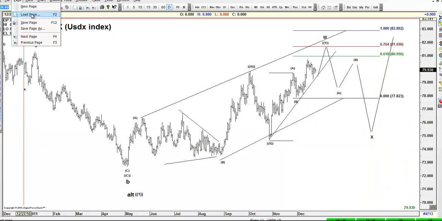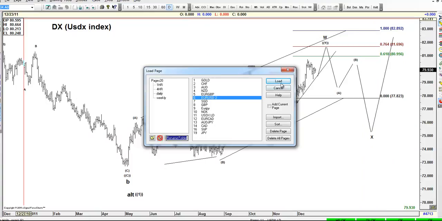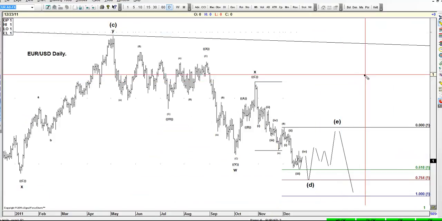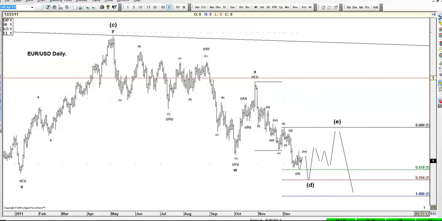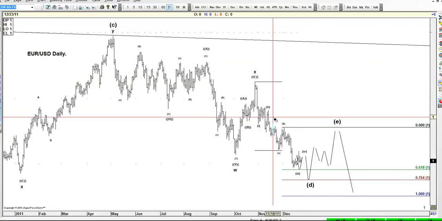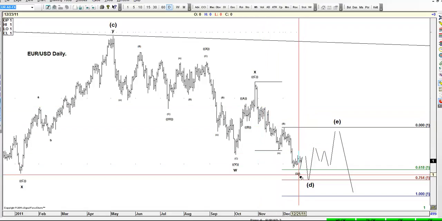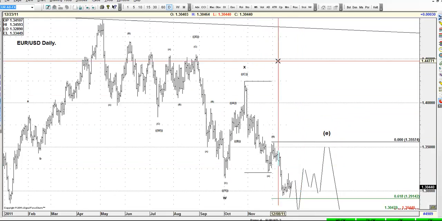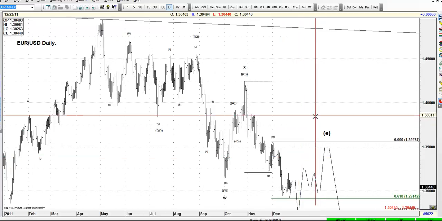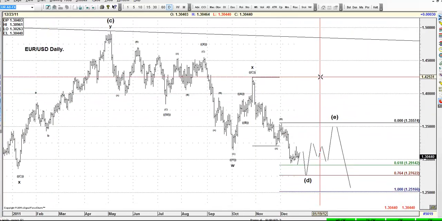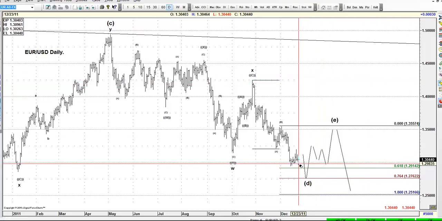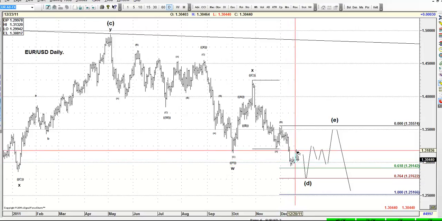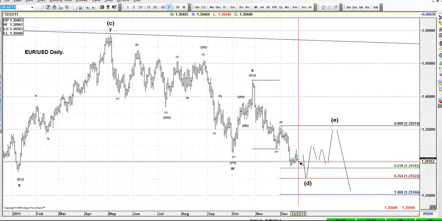Now, let's move on to the euro dollar. The euro dollar also in the daily has 2 scenarios. The first one is this one. This one right here has placed the euro for us into a D-wave of a weekly triangle. After seeing the recovery from here, as you guys know, this can be labeled as a leading diagonal. I mean, the decline looks corrective.